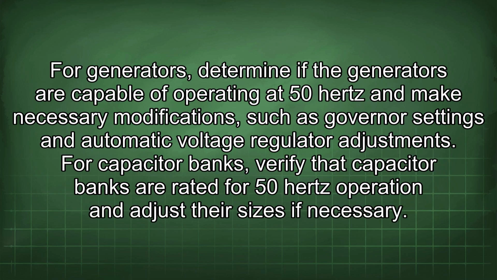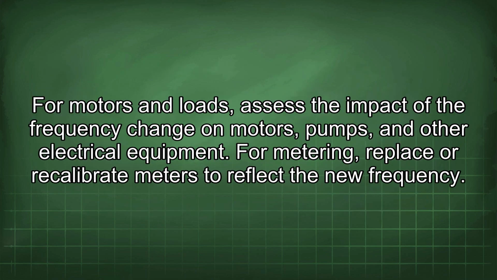For generators, determine if the generators are capable of operating at 50 Hz and make necessary modifications such as governor settings and automatic voltage regulator adjustment. For capacitor banks, verify that capacitor banks are rated for 50 Hz operation and adjust their sizes if necessary. For motors and loads, assess the impact of the frequency change on motors, pumps, and other electrical equipment. For metering, replace or recalibrate meters to reflect the new frequency.